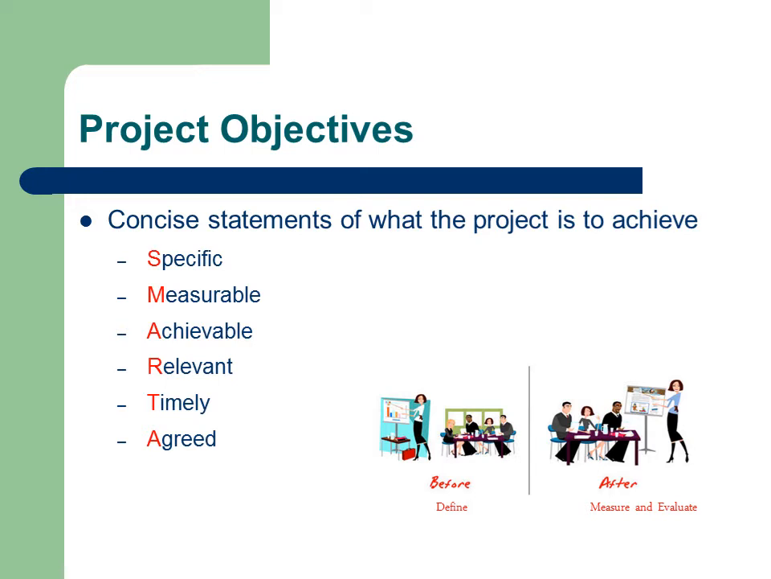So, in summary, an objective must be SMARTer. That is, S, specific, that is clear and concise. M, measurable, able to be measured at the end of the project to determine success. A, achievable, must be realistic. R, relevant, must support the strategic objectives of the organization. T, timely, there should be no doubt about when it will be achieved. And E, agreed, that is, approved by the stakeholders.